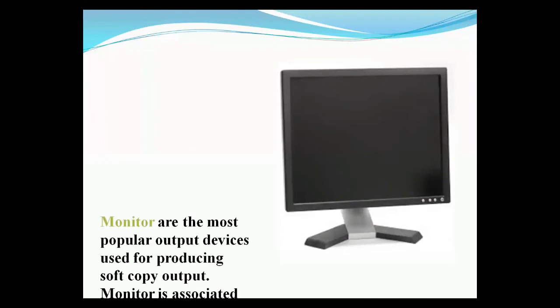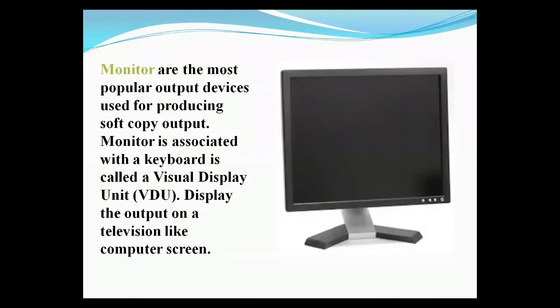So firstly, monitor. Monitor is the main output device. Monitors are the most popular output devices used for producing soft copy of output. A monitor associated with a keyboard is called a visual display unit. We discussed that keyboard is the primary input device because the keyboard must be connected with the monitor. Firstly we give some input, then the monitor gives the output.